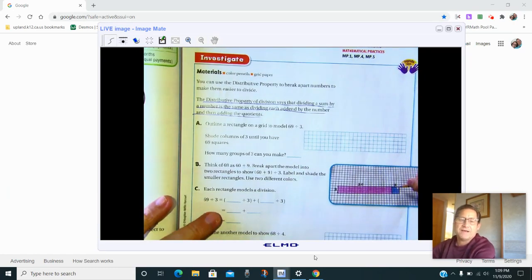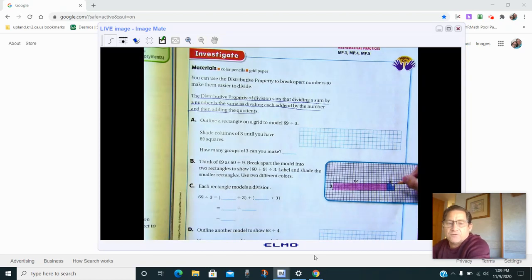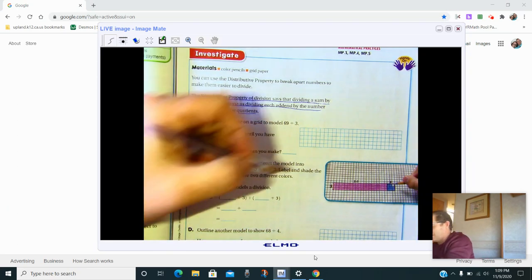So how can we do that with grid paper? Well, outline a rectangle on a grid to model 69 divided by 3. Okay, so what would we do? We would shade columns of 3 until we have 69 squares.